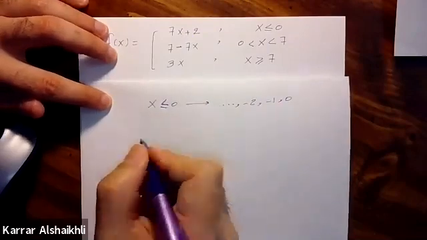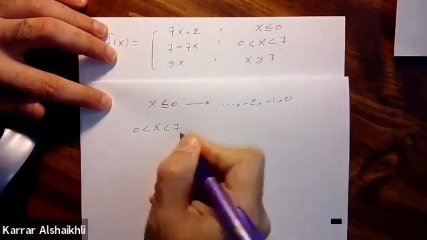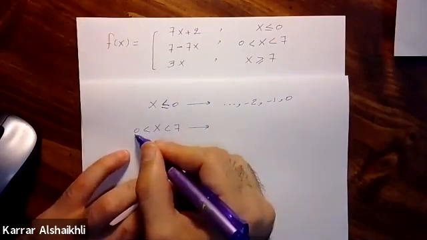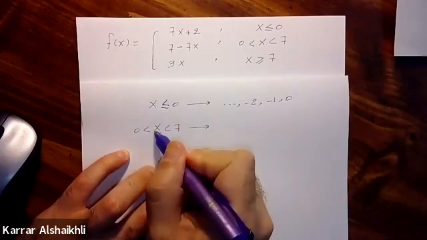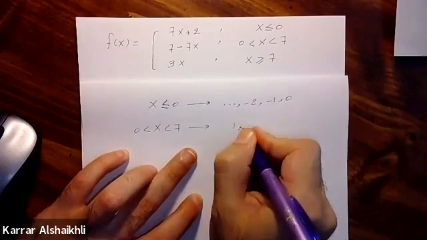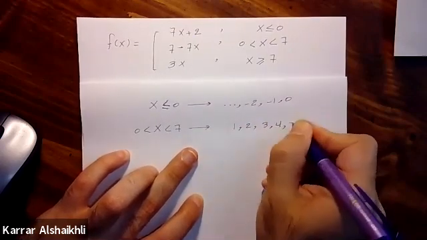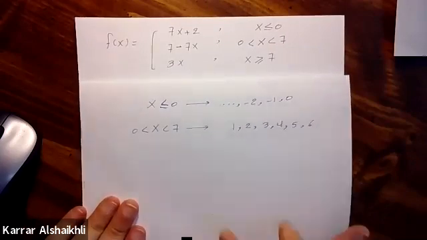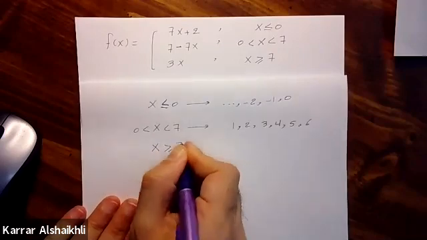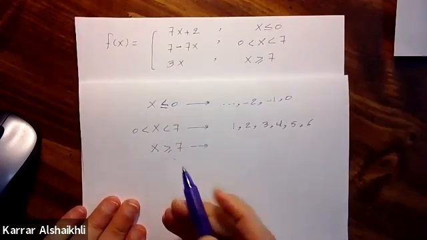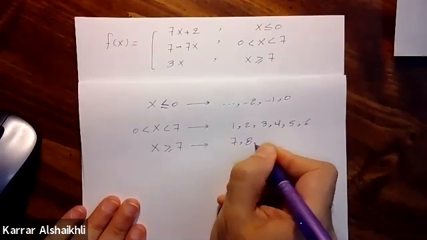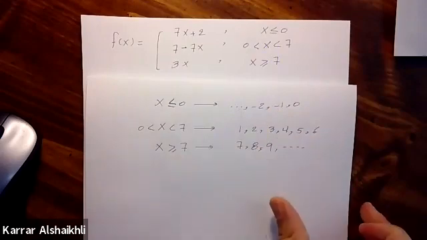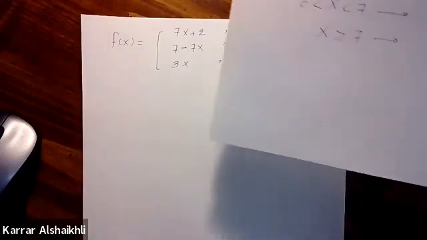The second piece is telling you x between 0 and 7. There is no equal sign here and no equal sign here, so I'm not going to choose 0 and I'm not going to choose 7. All the numbers between 0 and 7, which are 1, 2, 3, 4, 5, and 6. The third piece is when x is greater than or equal to 7. There's an equal sign, so we start from 7, 8, 9, and keep going to infinity. You see, here are the 3 conditions, so you have to know the meaning of the conditions. Now, I'm going to put this one on the side.